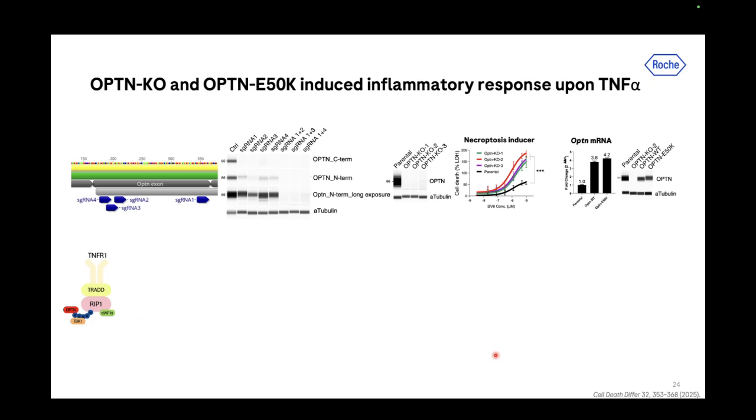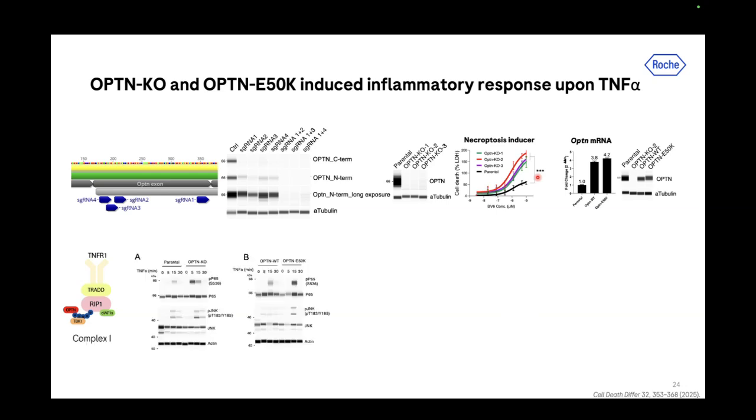So we use the CRISPR-generated OPTN knockout and E50K lines. We combined two different combinations of small guide RNA to generate OPTN knockout lines, and immunoblot data confirm efficient OPTN deletion. And these lines are all sensitive to necroptosis inducers. Afterward, we introduced the OPTN wild type construct or the OPTN E50K construct as a knock-in line. Then we stimulate these lines with TNF-alpha and monitor the inflammatory pathway activation.